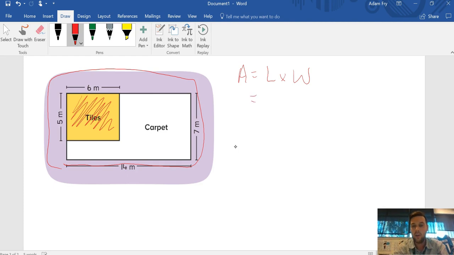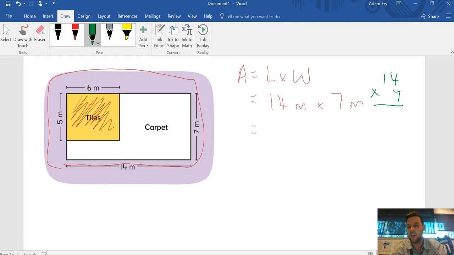So area, length times width. Now the total of the whole shape is 14 meters times 7 meters. Now, if I do my multiplication sum over here, because 14 times tables are not directly in my head, 4 times 7 is 28, carry the 2, 7 times 1 plus 2 equals 9, so 98. So 14 times 7 is 98 meters squared. So that's the total area of this whole shape.